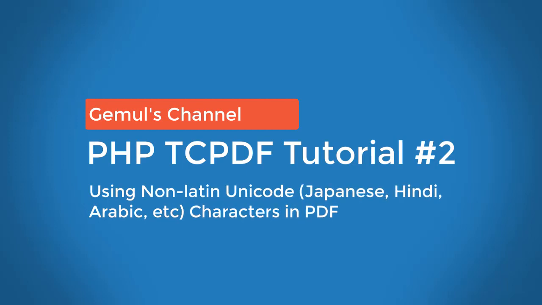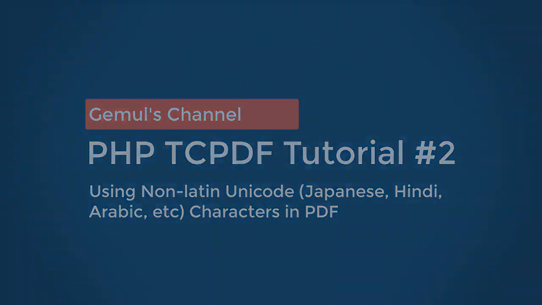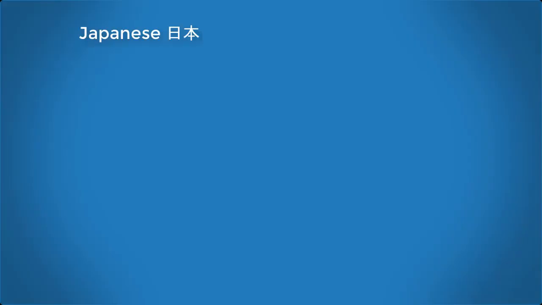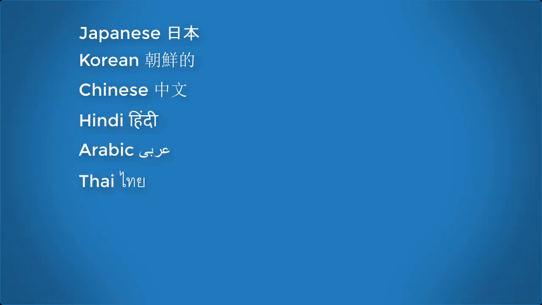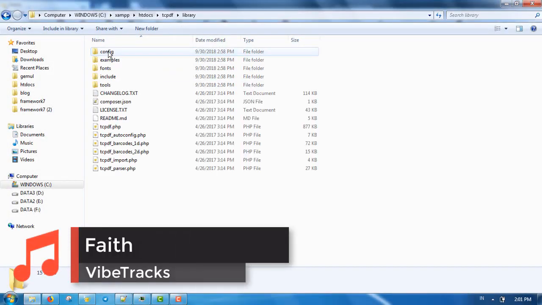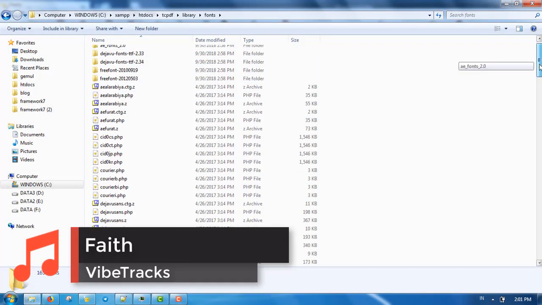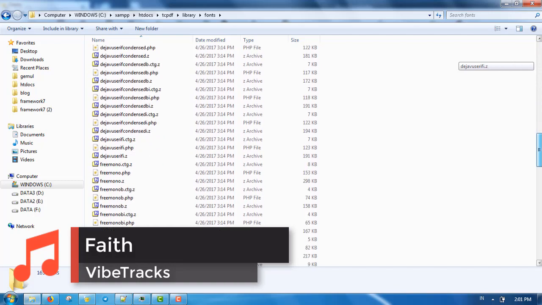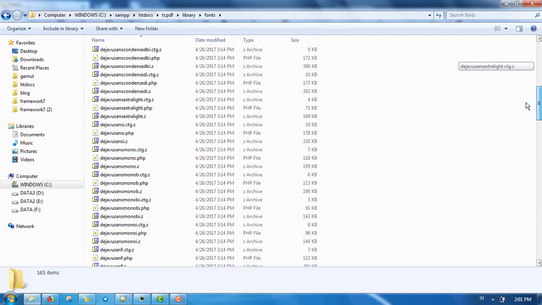In this video, I will explain and demonstrate how to use non-Latin Unicode characters in PDF created by the PHP TCPDF library. I will only cover Japanese, Korean, simplified Chinese, traditional Chinese, Hindi, Arabic, Thai, Cyrillic, Hebrew and Greek. There are fonts already included in the TCPDF distribution to support those characters, so we do not need to add a custom font.